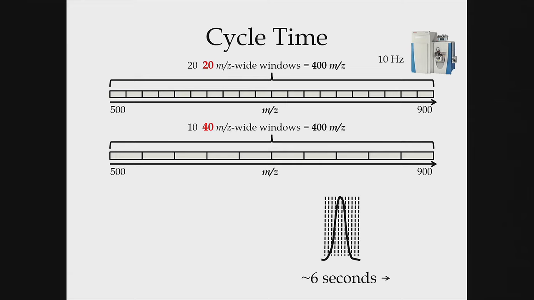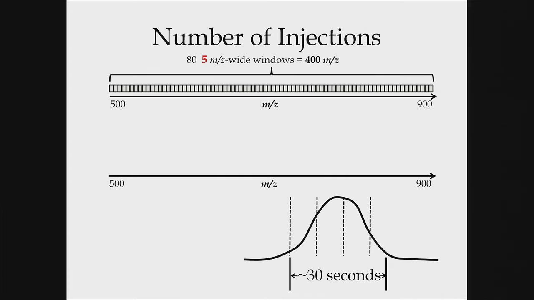I know Waters has had a lot of success with their MSE method, where they don't do any precursor isolation on the front end, and that allows them to get very fast cycle time on their instrument. So another thing to consider is how many injections you're willing to do per sample.